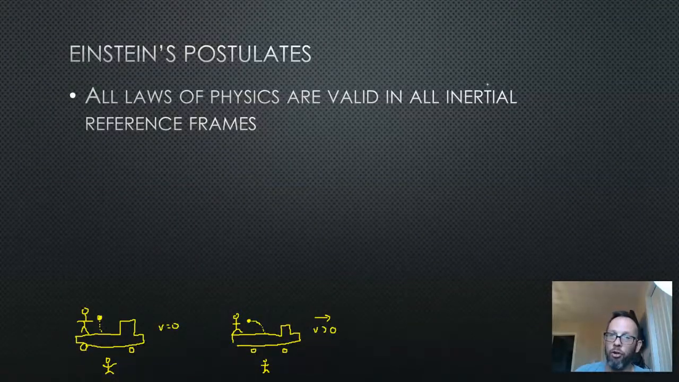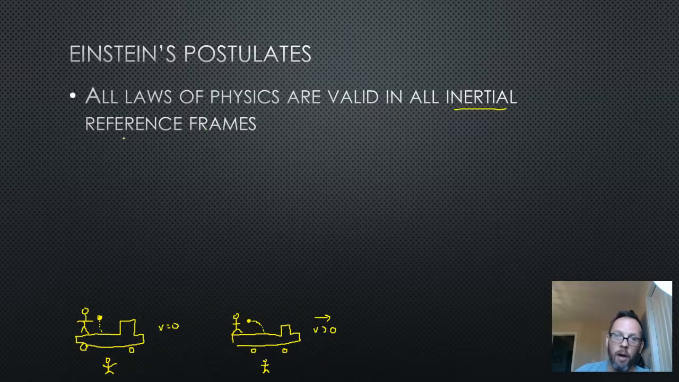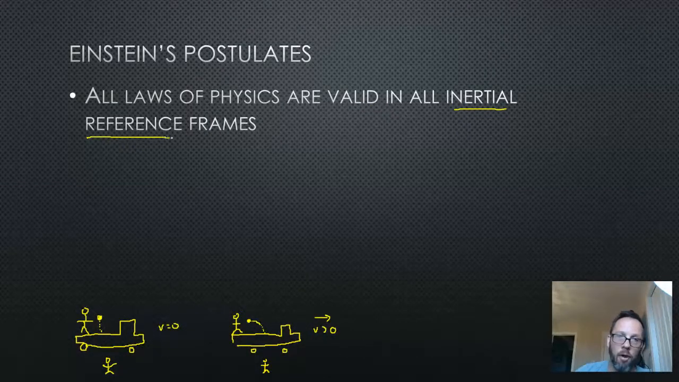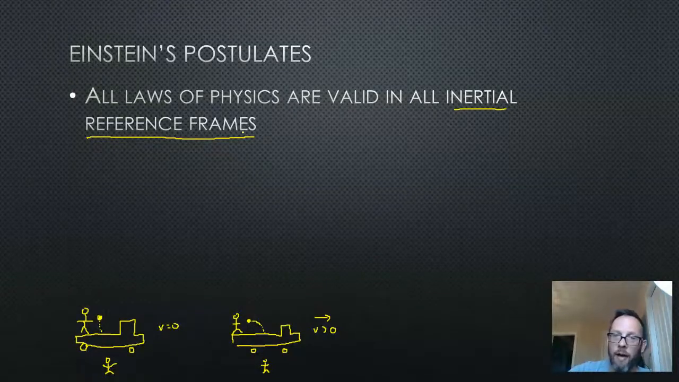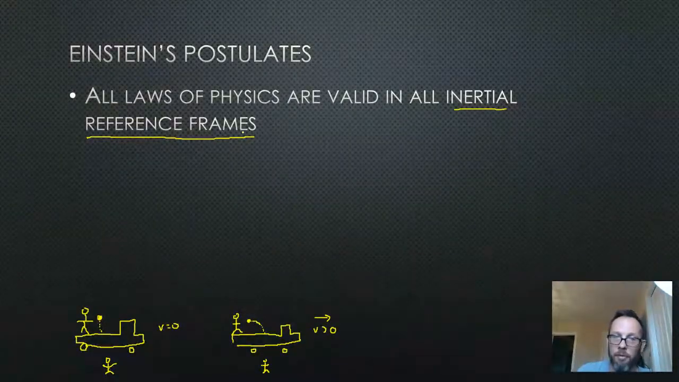Because those are inertial reference frames where the laws of physics hold. They're not accelerating. They're both traveling at a constant speed, v equals 0, v greater than 0. So all laws of physics are valid in all inertial reference frames.